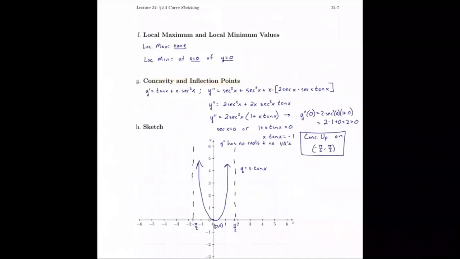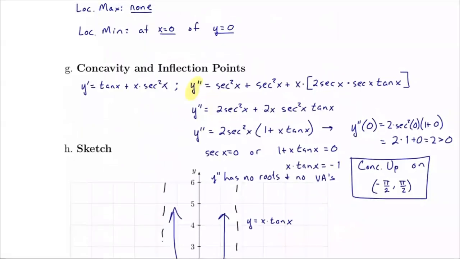Part G, concavity and inflection points. Okay, we need to find the second derivative and set it equal to 0 to find candidates for inflection points and to determine our intervals of concavity. So this is a big derivative. It takes one product rule and a sum rule overall, and we work it out. We do some nice simplification to get to this step right here. And we're curious about when this thing is equal to 0.